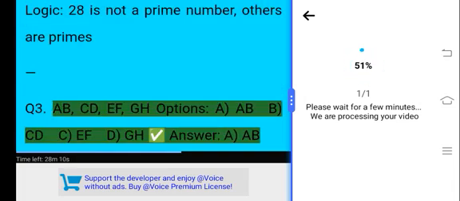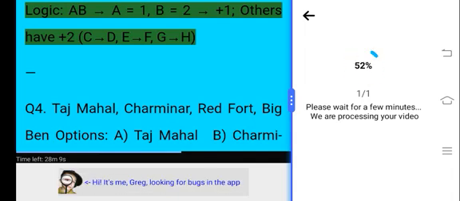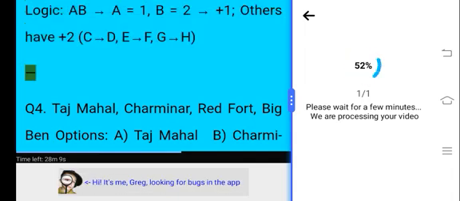Q3. AB, CD, EF, GH. Options: A. AB B. CD C. EF D. GH. Checkmark answer: A, AB. Logic: AB, A equals 1, B equals 2, a plus 1 difference. Others have plus 2. C to D, E to F, G to H.